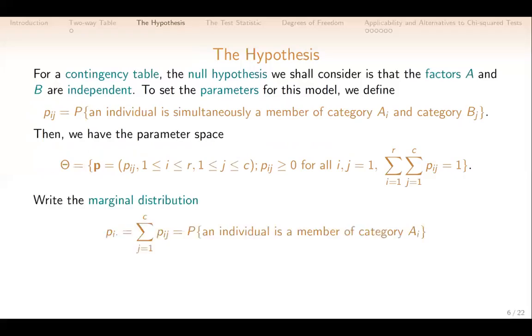And we can write the marginal distributions as P_idot, just like we did with the O_idot. So that's the sum over all the columns to give me the marginal for the ith row. And I could do the same thing. I could sum over all the rows, the sum over i from 1 to R of P_ij, to give me the marginal distribution P_dotj of an individual being in category B_j.